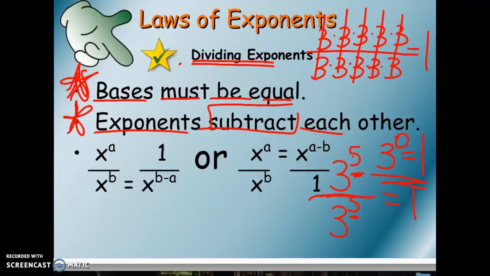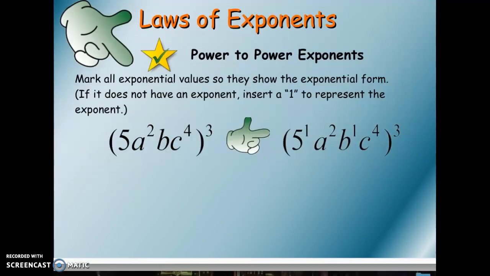So we have one more left, and that's going to be a power to a power. This one's kind of tricky because you have to really pay attention to it, but you really need to know this. When we do a power raised to a power, you are going to multiply. So mark all the exponential values. Exponential values means the ones that have exponents, so that they show the exponential form. If it doesn't have an exponent, put a 1, because that means there's one of those numbers there. So 5 to the 1st power times a to the 2nd power times b, that doesn't have an exponent, but is to the 1st power, and c to the 4th power.